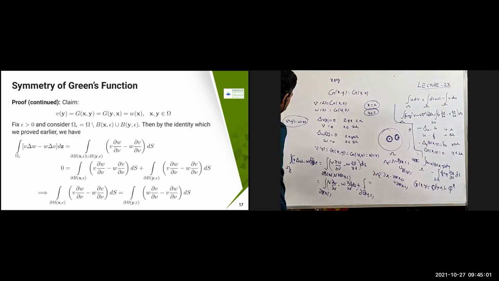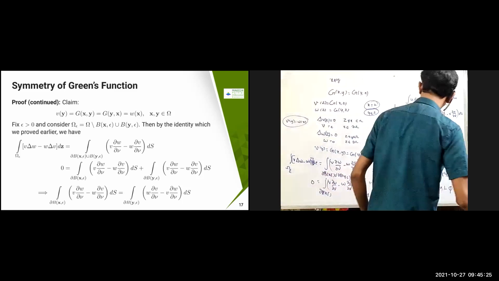So on this side, because in ∂Ω and Ω_ε, z is not equal to x, what is going to happen? ∂V at z is going to be 0, because z is not equal to x in Ω_ε also. So this is going to be 0. On the right hand side, ∂W is 0 and ∂V is also 0, so this is going to become 0. Therefore, you got this identity.